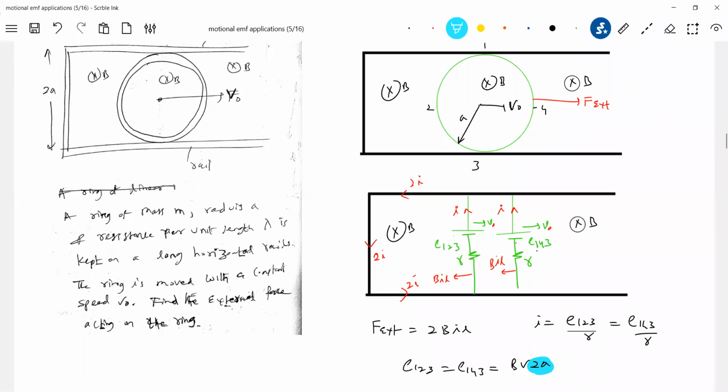Substituting that, we'll get the external force that should be applied. So with different shapes now, frames, rods, anything can come into the picture. You must see, resistance, don't go for what is R? I think we have to define R also. What is R? Resistance per unit length, no? Lambda into pi a only.